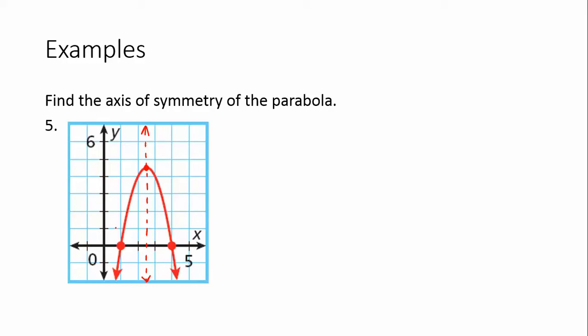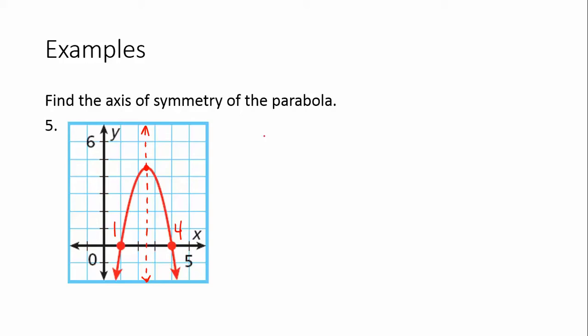So first we have to figure out what the zeros are. The zero here is 1, and the zero here is 4. Remember that the axis of symmetry divides the parabola basically in half. It splits it into two symmetrical halves. So if we figure out the distance between these two points and then divide it by 2, we'll be right in the middle. You're basically finding the midpoint, or you could think of it as finding the average.